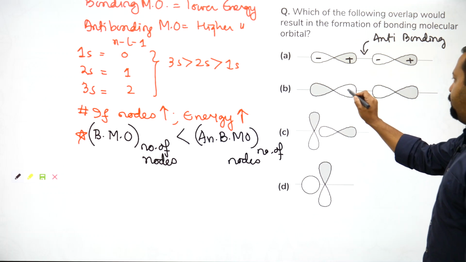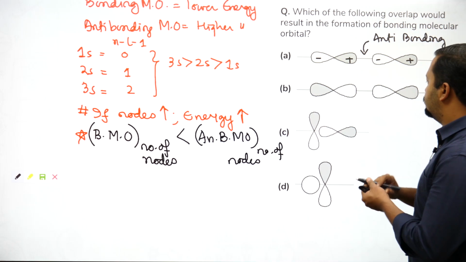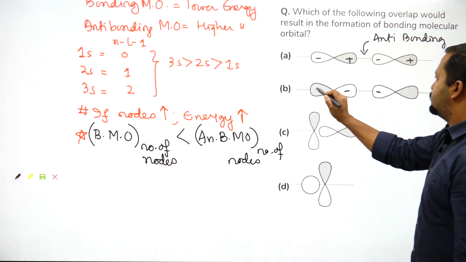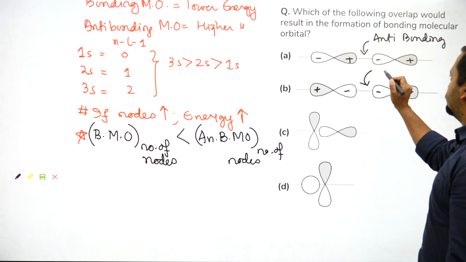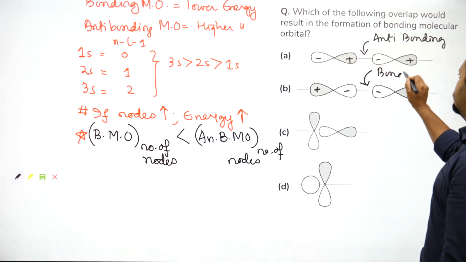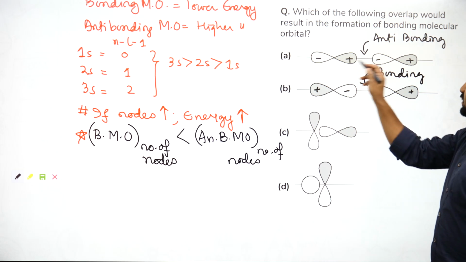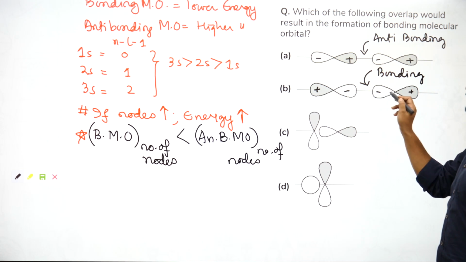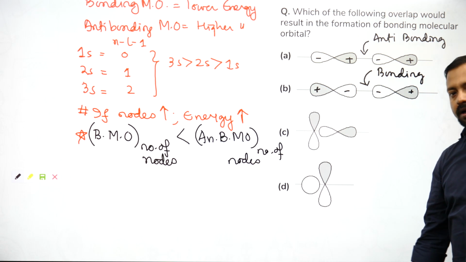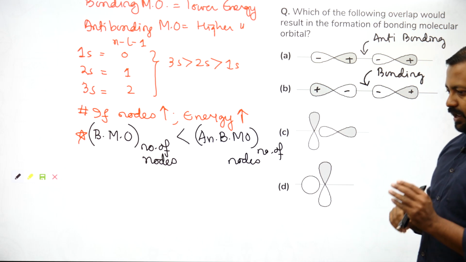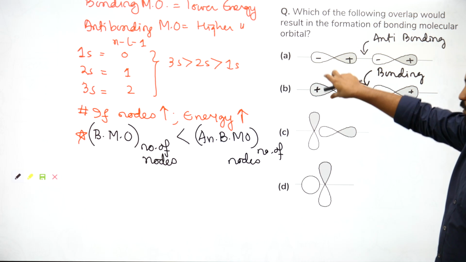Okay? Plus and plus are facing, minus and minus are facing each other. They'll add up. This will be bonding. Wherever there is cancellation, plus and minus cancellation, anti-bonding. Minus and minus addition, bonding. Plus and plus addition, bonding. Okay, so you could be given plus or minus signs, or the lobes can be shaded.